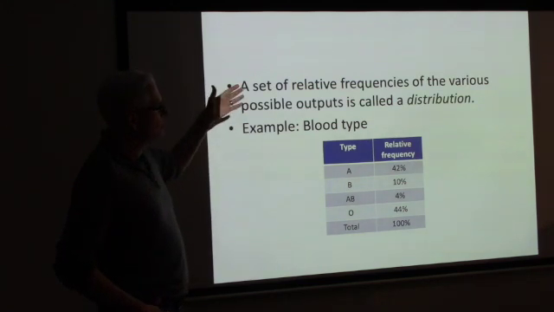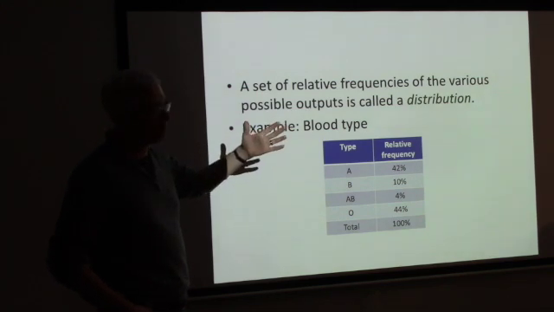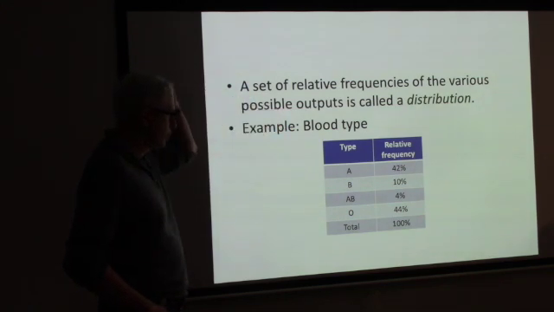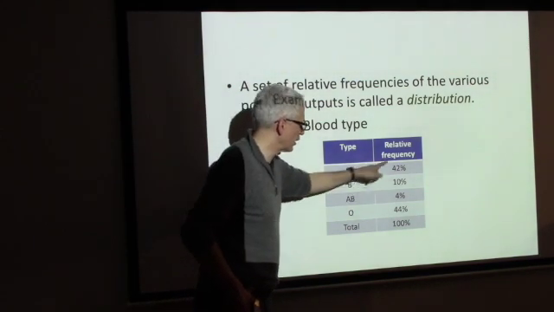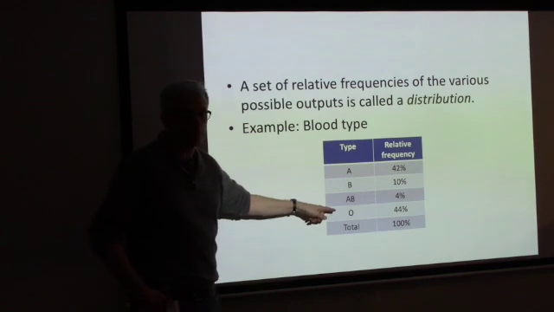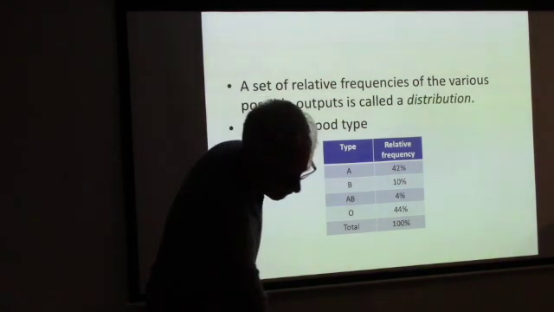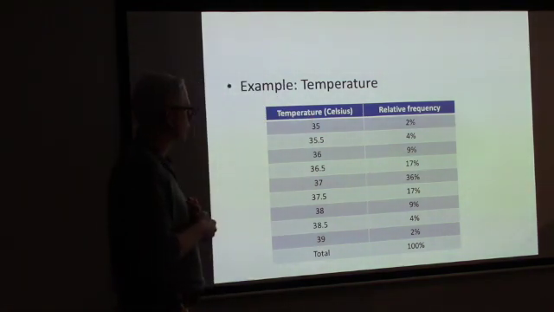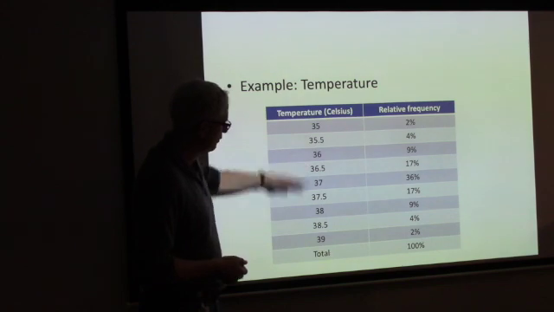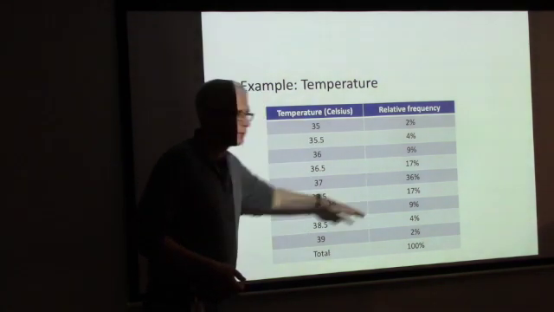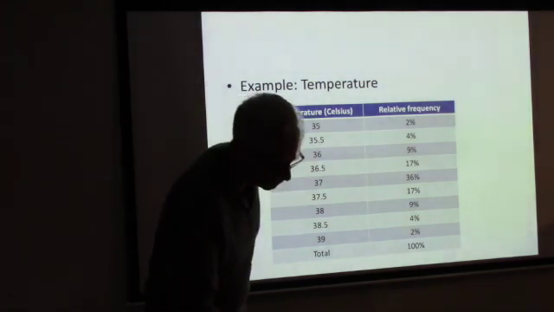So a set of the relative frequencies of the various possible outputs is called a distribution. And here's an example, blood type. In North America, I think we have these relative frequencies of the 4 different blood types. So that's a distribution for blood type. Similarly for temperature, we could break it down into half degrees and have the relative frequencies, and that's the distribution of this procedure.